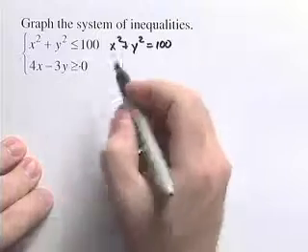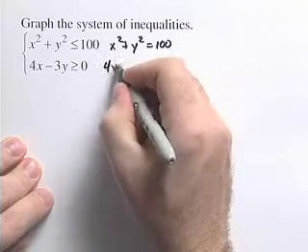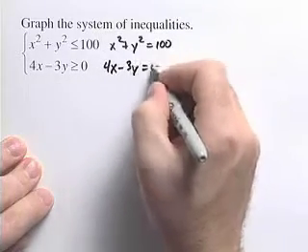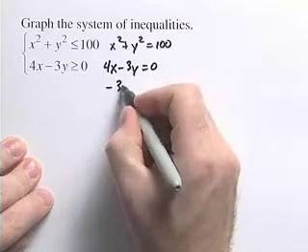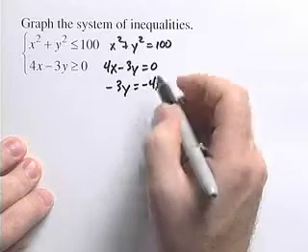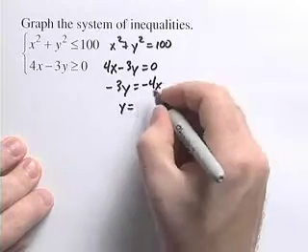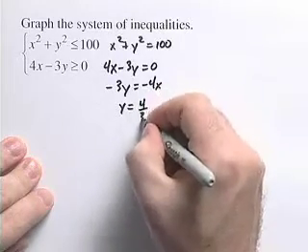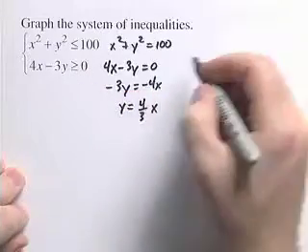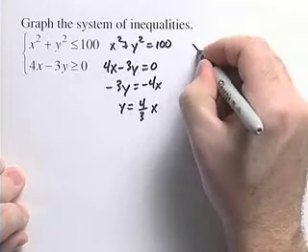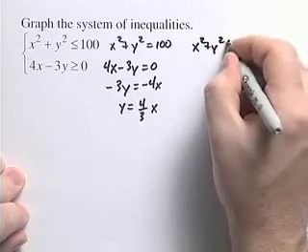Our second inequality, if we consider it as an equation, 4x minus 3y equals 0. If we solve this for y, we'll get negative 3y equals negative 4x, or y is equal to 4/3 x. Now with our inequality, we really want x squared plus y squared less than or equal to 100.